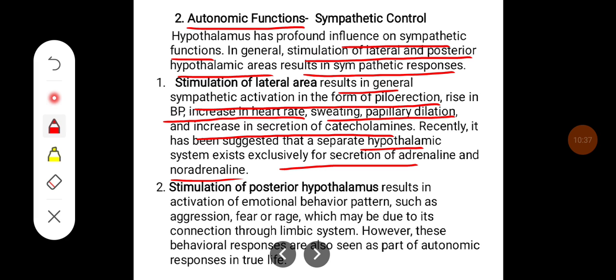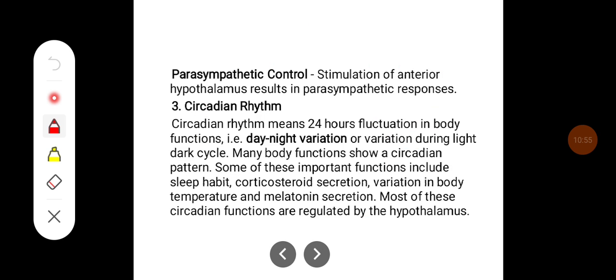Stimulation of posterior hypothalamus results in activation of emotional behavioral pattern such as aggression, fear, or rage, which may be due to its connection with limbic system. However, these behavioral responses are also seen as a part of autonomic responses in true life. Parasympathetic control. Stimulation of the anterior hypothalamus results in parasympathetic responses.